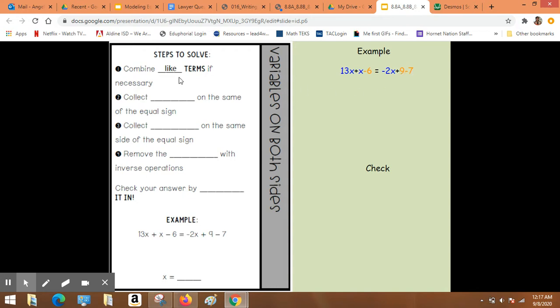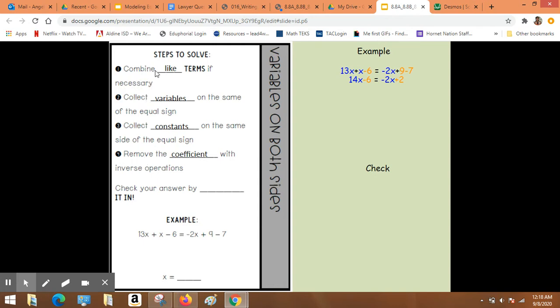So combine them. Okay, so part 2, we're going to collect our variables or move our variables to the same side of the equal sign. Step number 3, we're going to move all of our constants to the same side of the equal sign. And number 4, we're going to remove our coefficient with inverse operations. So same vocabulary we saw on the last slide. I hope y'all remember inverse means the opposite. So if we're adding, the opposite is subtracting. If we're multiplying, the inverse is dividing.